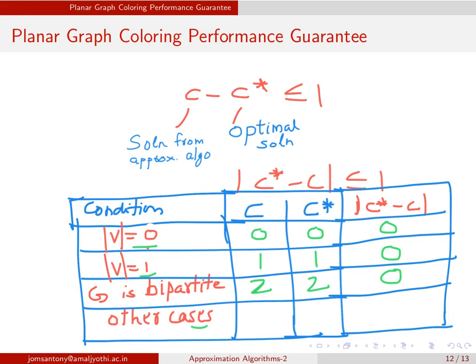In other cases, you have two possibilities. Your approximation algorithm may return a 4. At the same time, your optimal solution may be 3. So in that case, your modulus of C star minus C is going to be 1. The other possibility is that your approximation algorithm, when it returns 4, the actual optimal solution may also be 4. In that case, modulus of C star minus C is going to be 0. So you can verify that in all cases, modulus of C star minus C is always going to be less than or equal to 1. In fact, it is either 0 or 1.